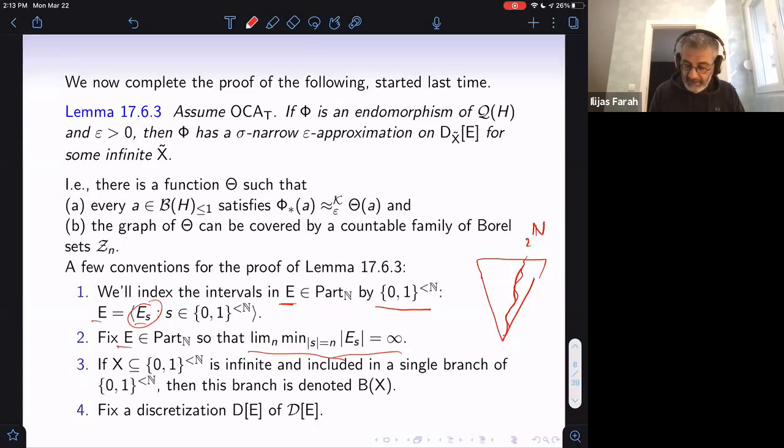Now, if X is a subset of this tree, and if it happens to be included in a single branch, and if it's infinite, it determines this branch uniquely, and we denote this branch B of X. And finally, we fix a discretization D of E. Right, so we have a compact metric space there.